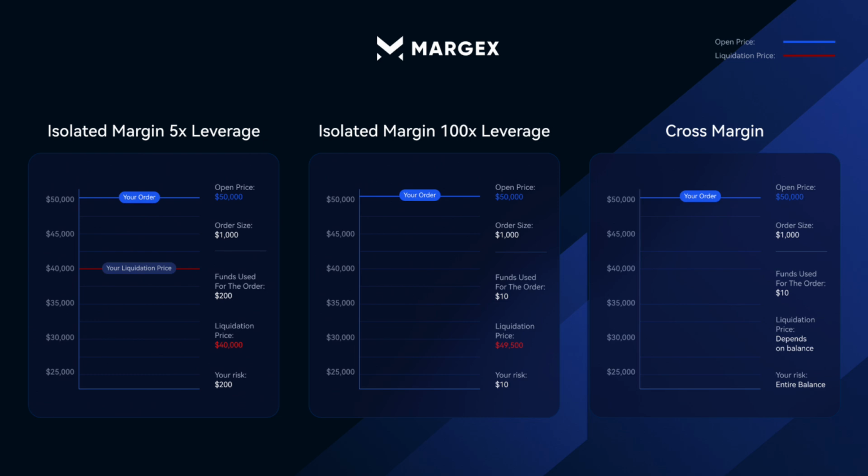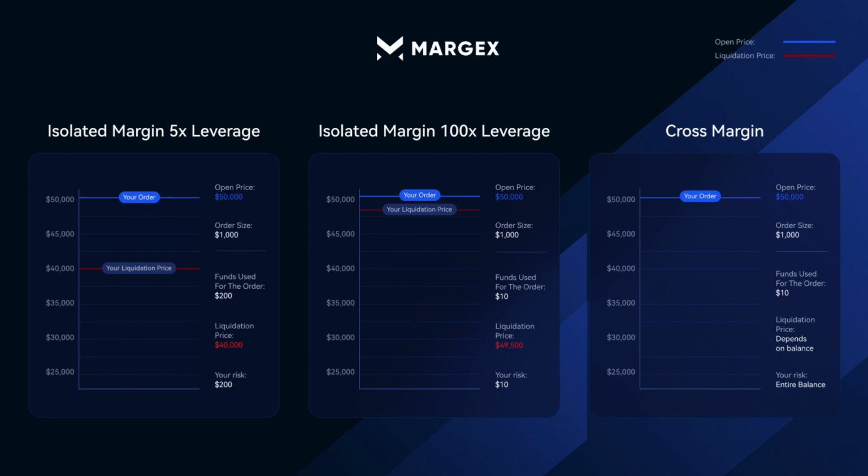Second trade, isolated margin with 100x leverage. When using maximum leverage like 100x, only a minimal amount of funds is required as collateral. This allows you to open larger positions, but the liquidation price will be much closer to the entry point. Even small market fluctuations can lead to a rapid liquidation of the trade, resulting in a complete loss of your investment. Third trade. Cross margin with 100x leverage now.